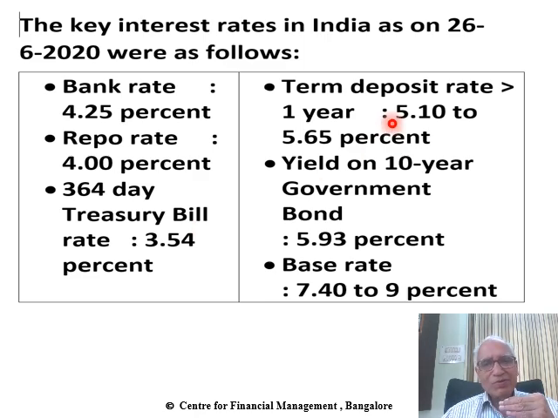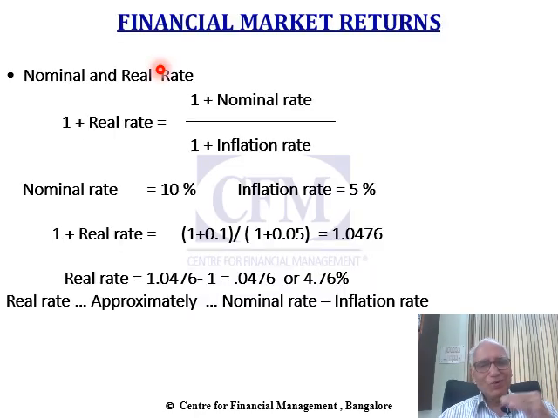Term deposit rate is the rate offered by commercial banks on term deposits. Yield on 10-year government bond is the yield to maturity on a 10-year Government of India security. Base rate is the rate which serves as a foundation on which commercial banks charge interest rates for various kinds of clients and uses. What is the relationship between nominal rate, real rate and inflation rate?